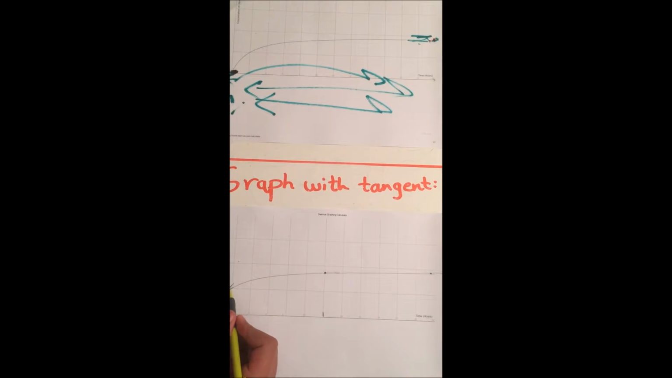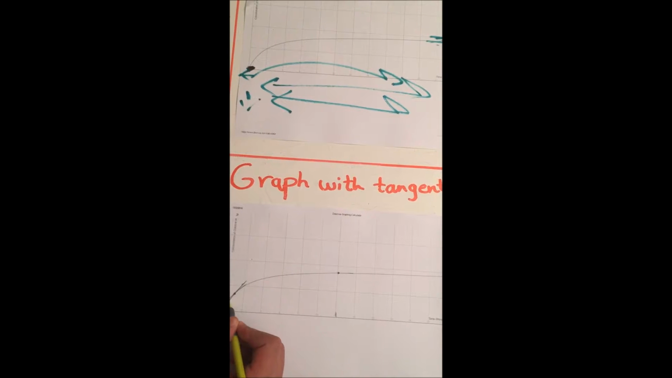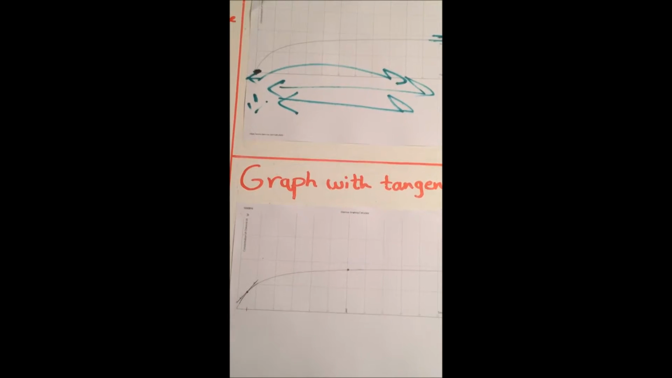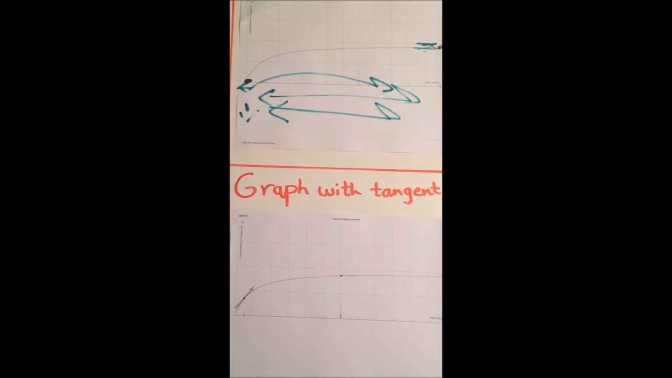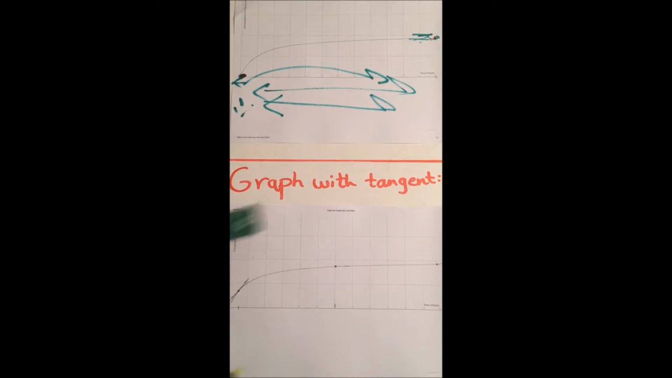So this would be our tangent. We then pick 2 points from there, put them in the slope equation, and then that's our slope, and that's our instantaneous rate of change.